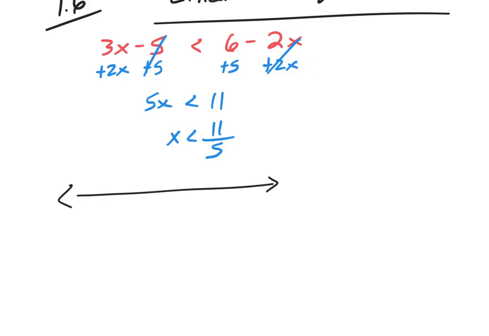I like to do the number line first, and the order that they tell you to put the answer in doesn't necessarily matter a whole lot, but I like to do the number line first and then express the interval notation last, and I'll show you why. All right, 11/5 is going to be just a little bit bigger than 2. Between 2 and 3, a little bit closer to 2.